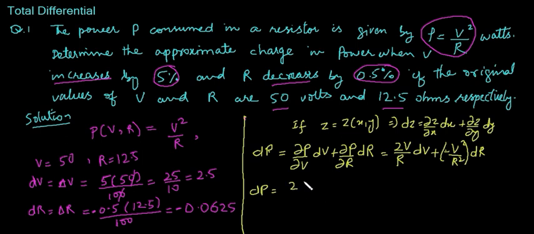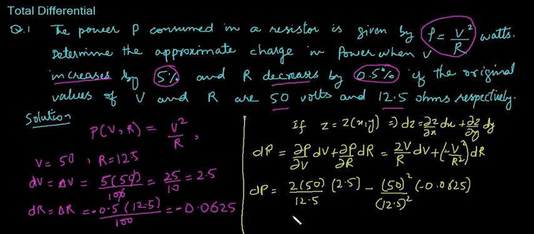So here we have 2 same. The value of V is 50, divided by R, that is 12.5, and the value of dV will be equal to 2.5, and then a minus sign because of this one. So V square, V is equal to 50 square divided by R square. So R is 12.5 square, and then dR, that is minus 0.0625. Now just simplify this. The first term will be equal to 20, and then plus 1, and when you simplify you will get 21. That is the solution, or the approximate change in the power.